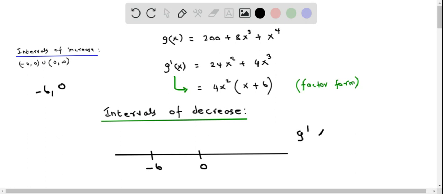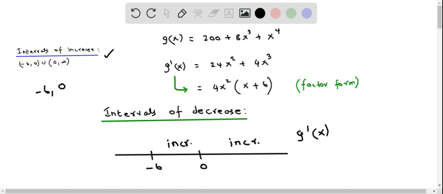This is basically the sign chart for g prime of x, and it is also determined that the interval of increase is negative 6 to 0. So in this interval, negative 6 to 0, the function is increasing. This is an increasing interval, and also in the interval 0 to infinity, the function is increasing.